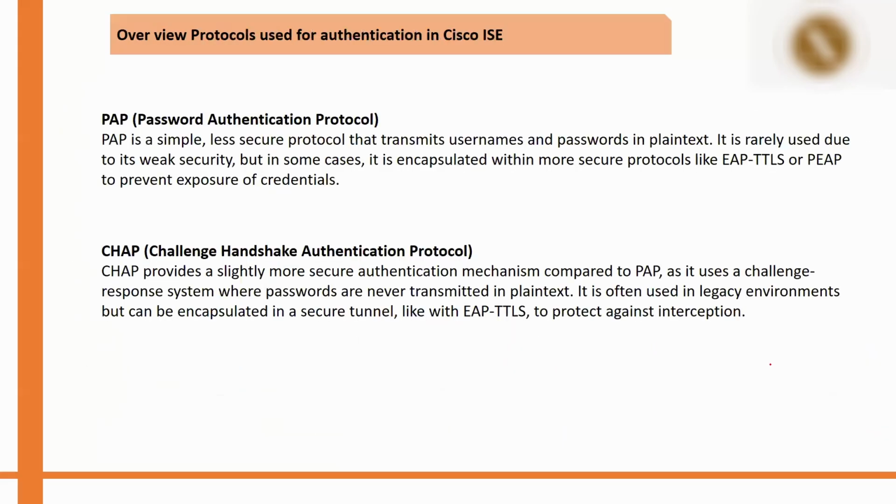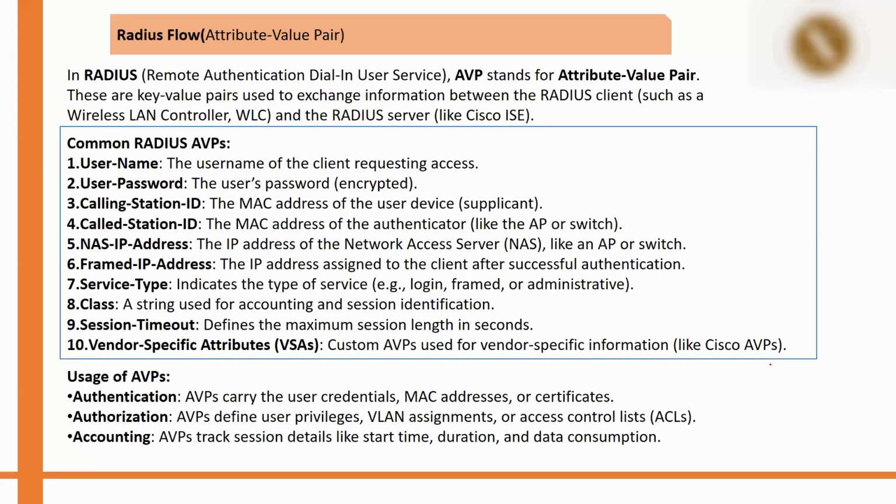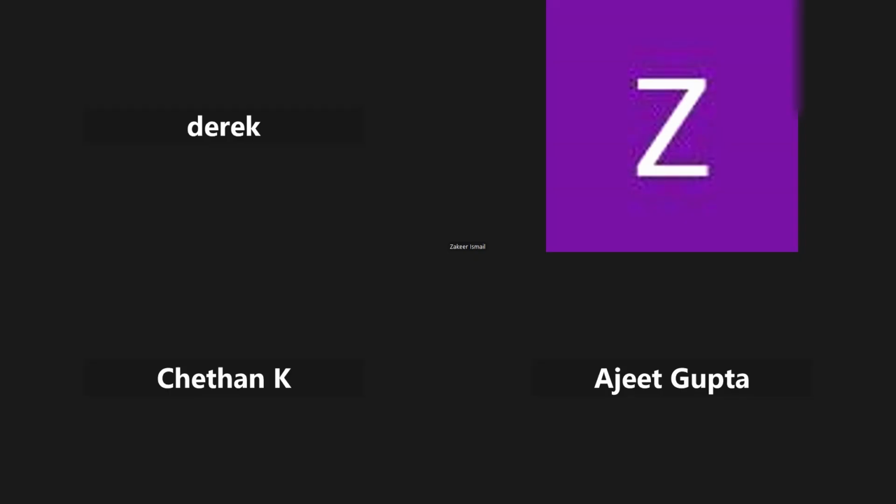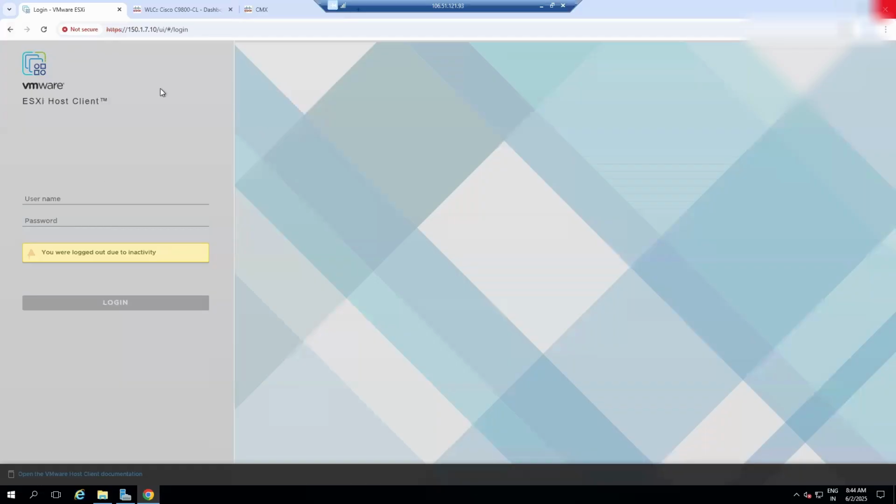Before jumping into the theory section, we will try to install the Cisco ISE that we were doing in the last session. Let me switch my screen share to the RDP machine where I have the Cisco ISE. This is our VMware ESXi, where we are installing our Cisco ISE.